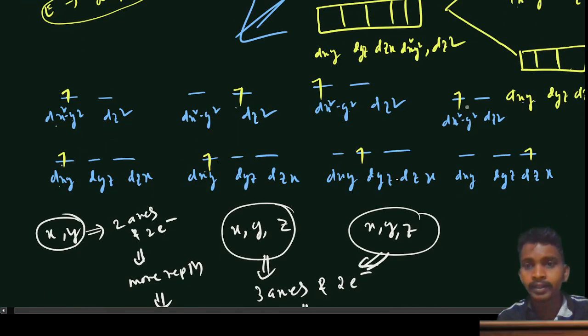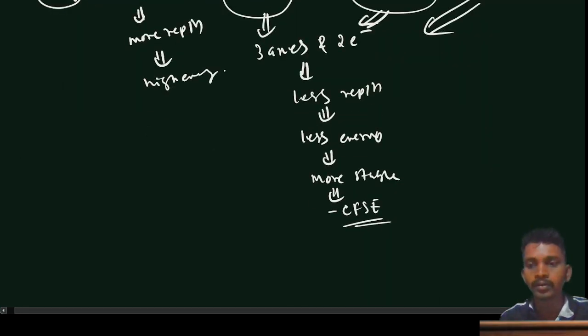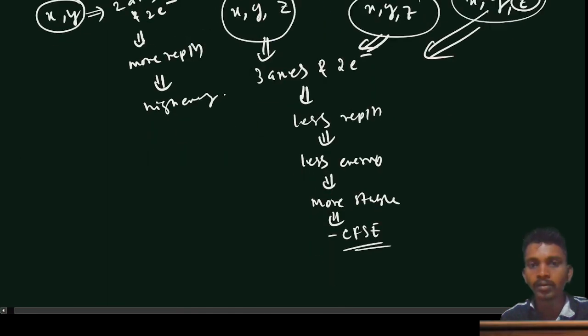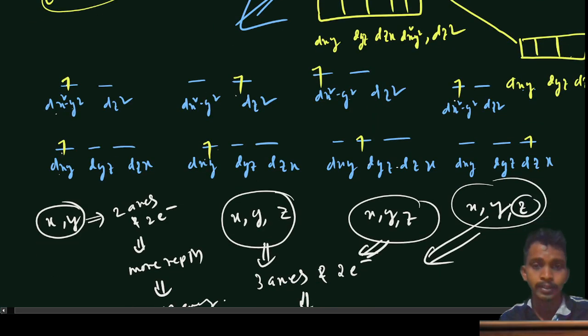So negative CFSE will be there. Okay. Similar case here. How many axes? X, Y has been used, and also I used X and Z. Z axis. Okay, so here also three axes and two electrons, so less repulsion, and this is more stable. So the negative CFSE will be there.